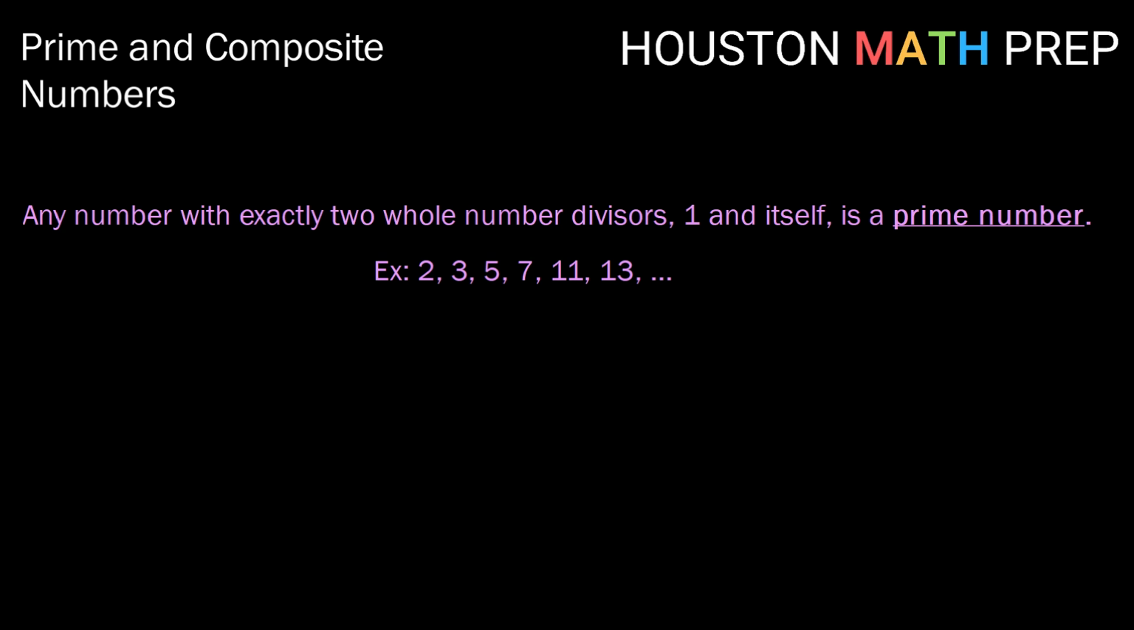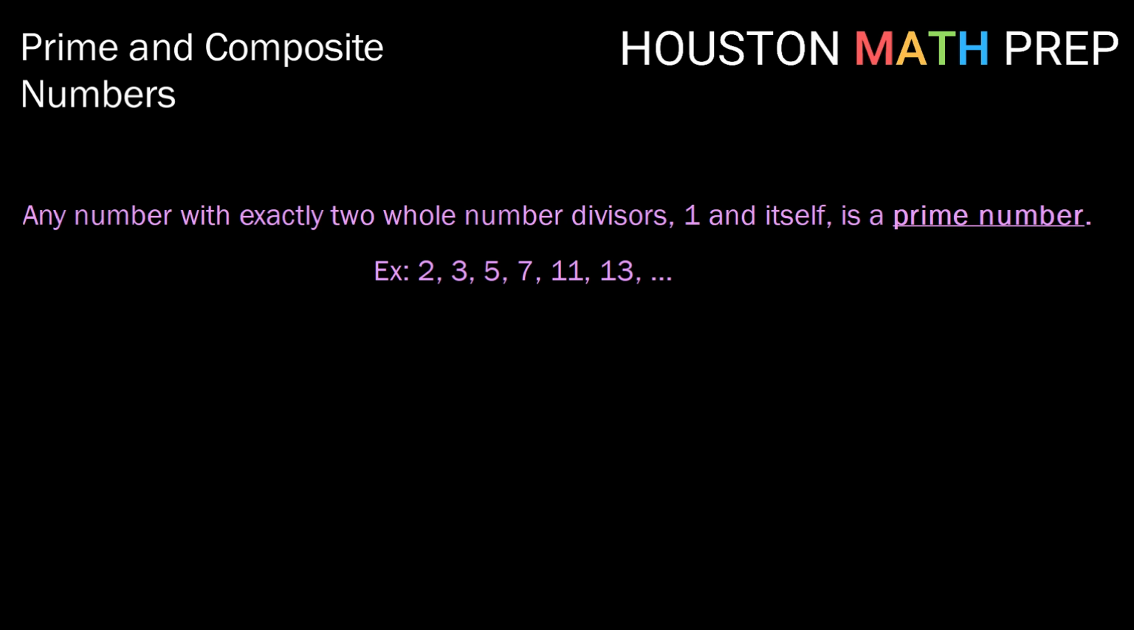In this video, we're going to talk about the definition for prime and composite numbers, and also look at a way to write composite numbers as multiples of primes. So let's start with our definition. Any number with exactly two whole number divisors, that is 1 and itself, is what we call a prime number.